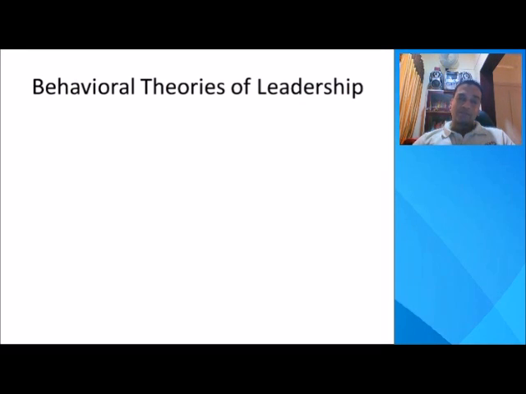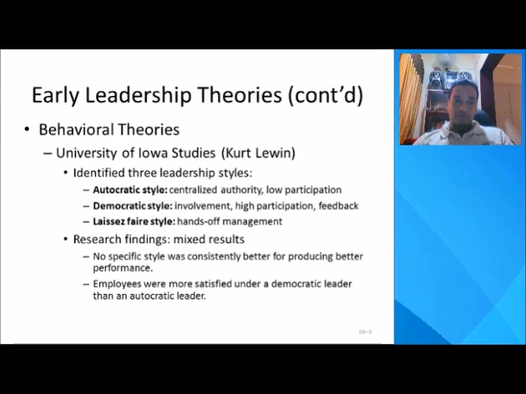Now, in the last lecture, we discussed the trait theories of leadership, which essentially talked about the qualities of a good leader. So the focus of the researchers was that if leaders have certain characteristics or traits, they would become more effective. But later researchers found that it is not so. It is not only the traits, but also the behavior that made a leader effective. The researchers started focusing on the behaviors.